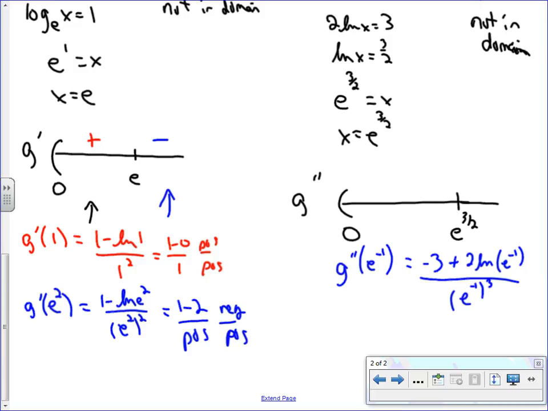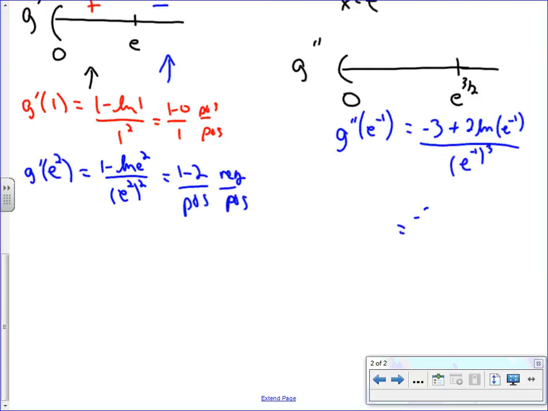Okay? So this is negative 3 plus 2 times the ln of e to the negative 1. Okay, what's ln of e to the negative 1? Negative 1. Yeah, okay. And I don't care what the bottom is, e to the negative 1 is a positive number. It's 1 over e. It's positive. And a positive number cubed is positive. So what do we have here? What's the top?